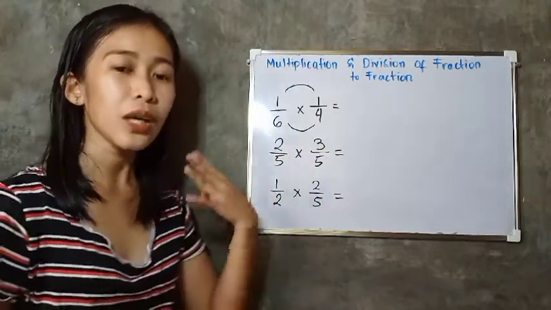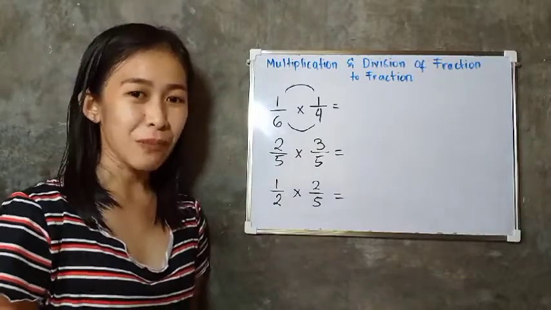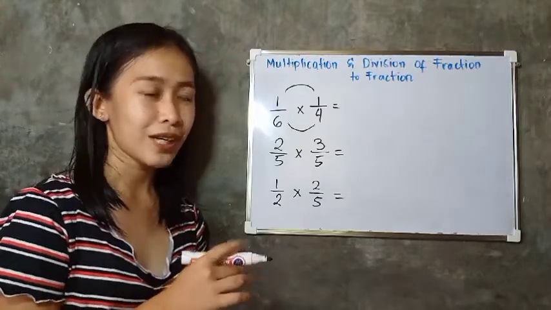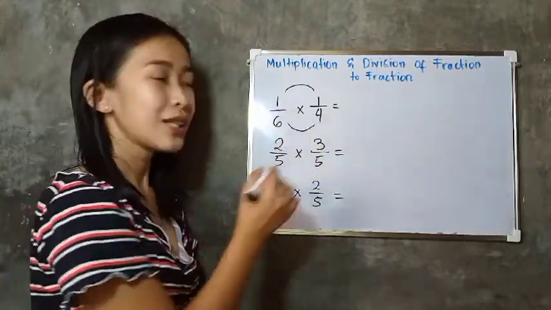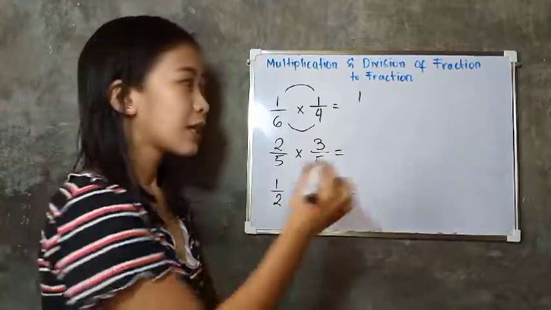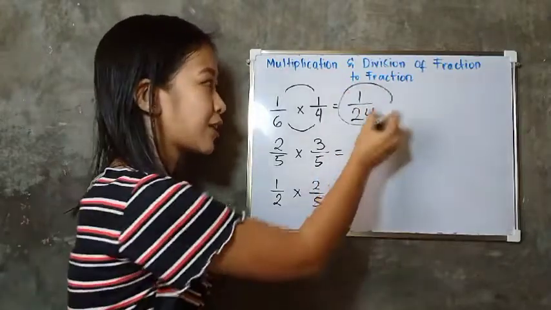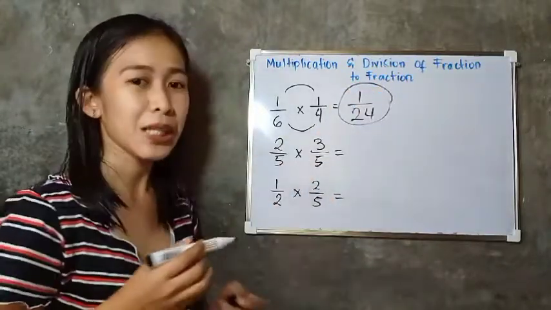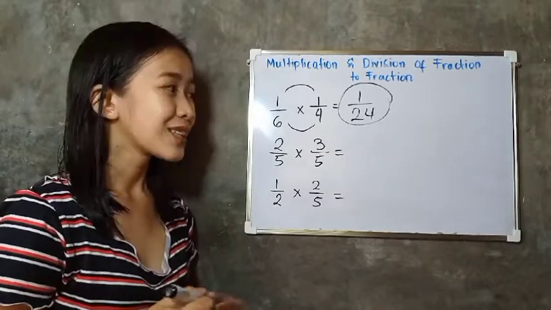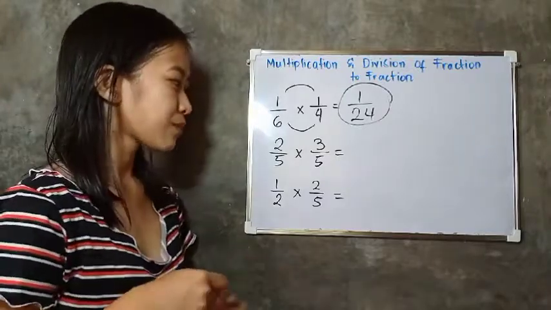We have numerator to numerator and denominator to denominator. Just multiply. And just memorize the multiplication table so it is easier for you to solve. Alright? So, we have 1 times 1 is of course 1. And then 6 times 4 is of course 24. And that is the final answer. As you can see, it is already in lowest term. We can no longer reduce it to lowest term, right? So, that is the final answer. Multiplication is very easy. Okay?